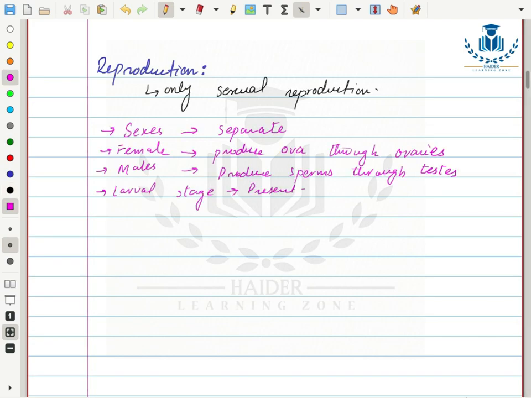In sexual reproduction, they have separate sexes, meaning they are dioecious. The female reproductive structures are ovaries and they produce ova, while the male reproductive structures are testes and they produce sperms. When egg and sperm fuse, they produce a zygote, and the zygote develops into a larva and then a pupa and then an adult.